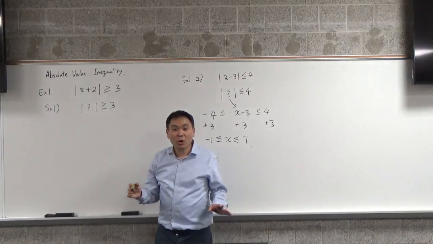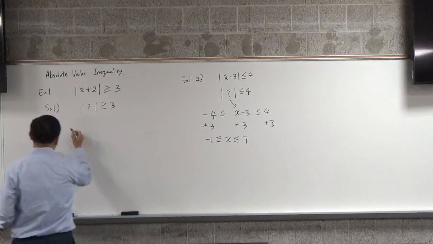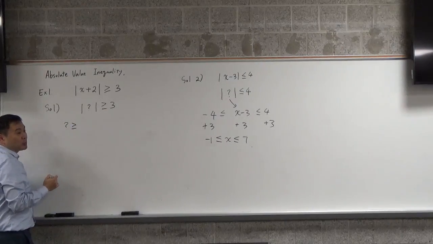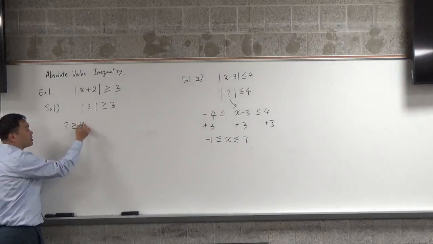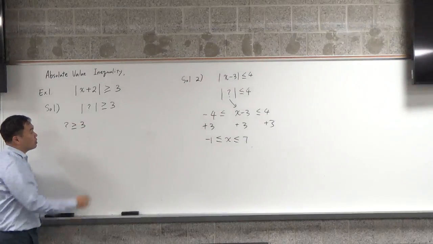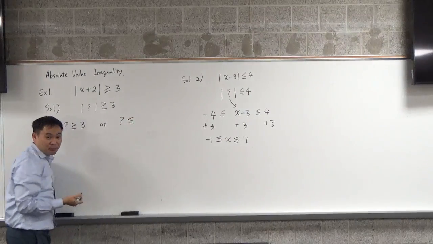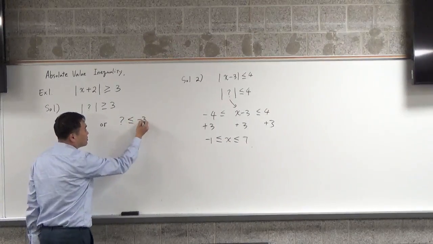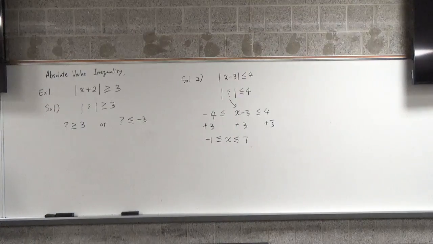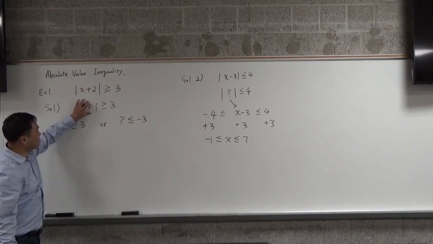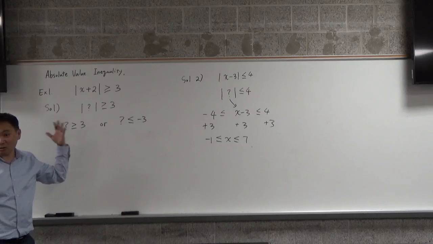So, what do you think? If this is a positive number, then it has to be greater than what? 3. It has to be 3 or greater, right? Or, if this is a negative number, it has to be less or equal to what? -3. Just thinking of this as something simplifies the situation. It's easier to see what's going on.